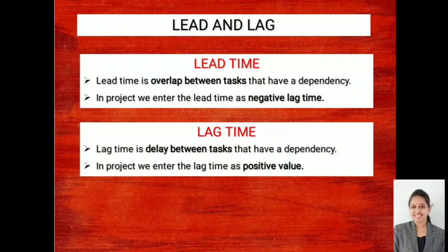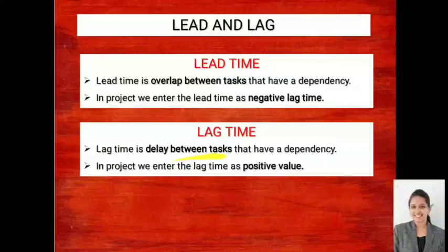Okay, that means -1, that -1 means it is a negative lag time. So what does lag time mean? It is a delay between the tasks that have a dependency. For example, your excavation and hauling of the excavated material. Now if I say I am starting my excavation today, I need not start hauling of the material at the same time, because hardly any material will be collected. So what I can do, after half a day or maybe after 1 day, I can start hauling of the material.